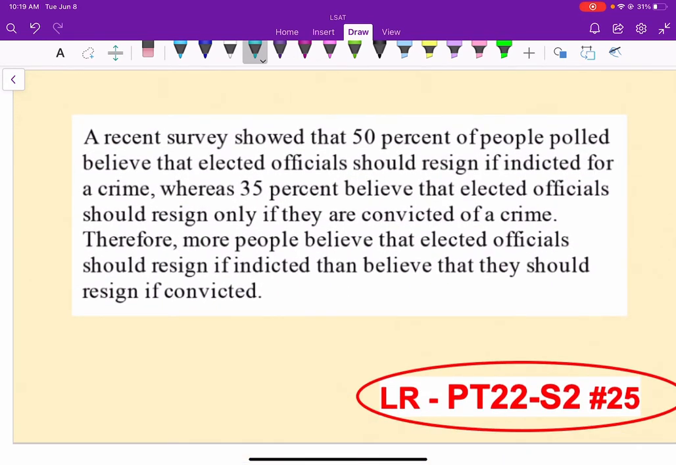And so here is a stimulus from the LSAT on PT 22 that we can practice to see the difference between "if" and "only if." So I want you to go ahead and read this stimulus and try to diagram it on your own.